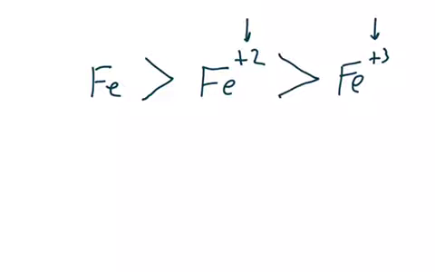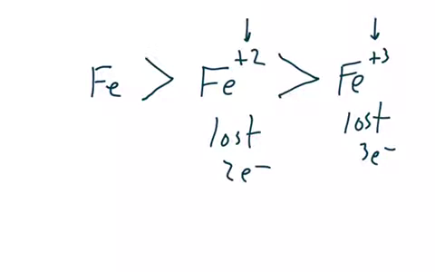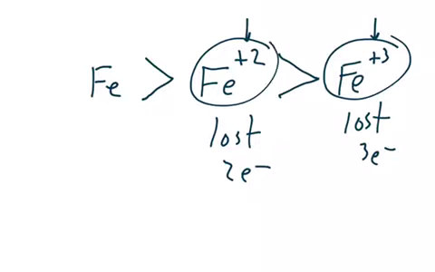Here's a general rule. The more you lose, the smaller the atom gets. Here you lost 3 electrons, whereas here you lost only 2. Both of these are ions, so both of them are smaller than the original atom because they lost electrons, but Fe plus 3 will be smaller than Fe plus 2. So the general rule is the more you lose, the smaller the atom gets. And conversely, if you're gaining electrons, the more you gain, the larger the atom gets.